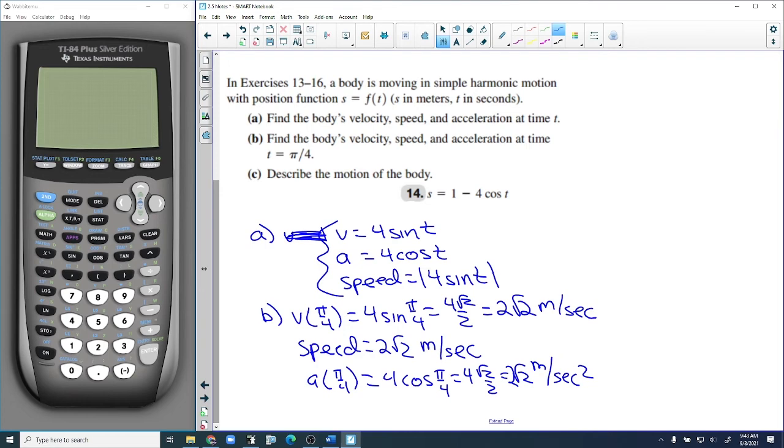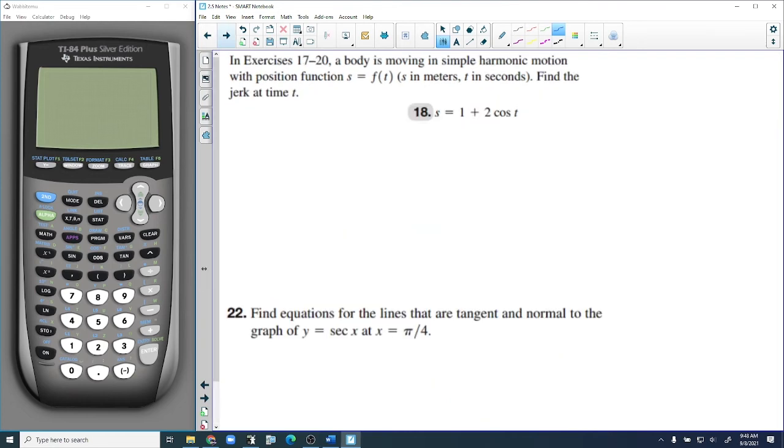Questions on this part? What else we got that's maybe new? Oh, find the jerk at time t. So velocity is -2 sine. Acceleration would be -2 cosine. And so the jerk is 2 sine. Derivative of cosine is negative sine, but derivative of sine is just cosine, so the negative just follows along. The derivative of cosine is negative sine, so that's why the negative now is gone for that one.